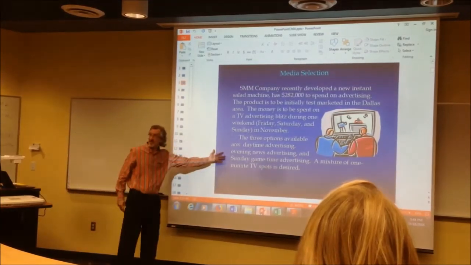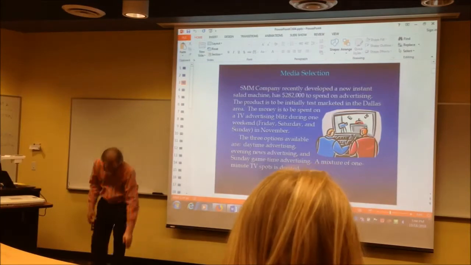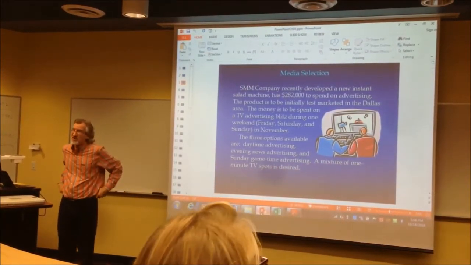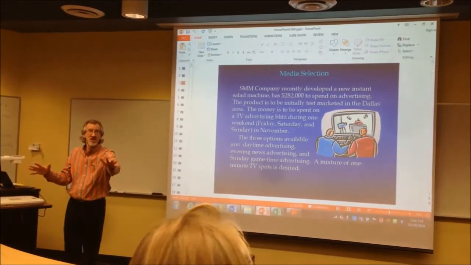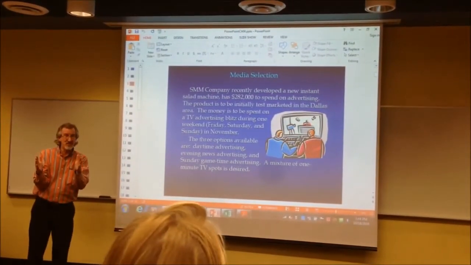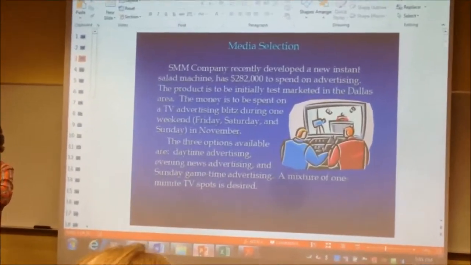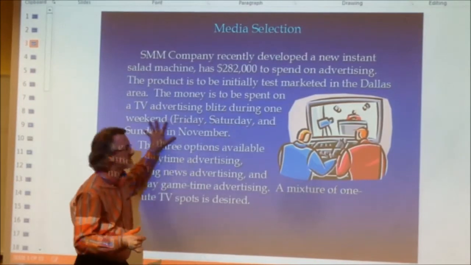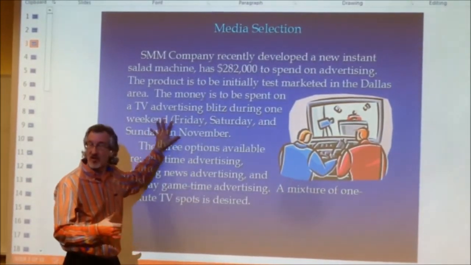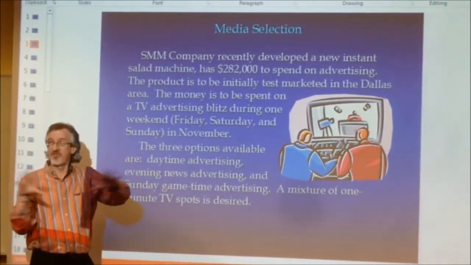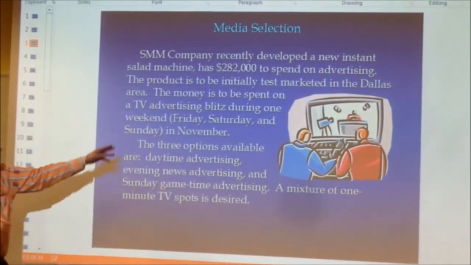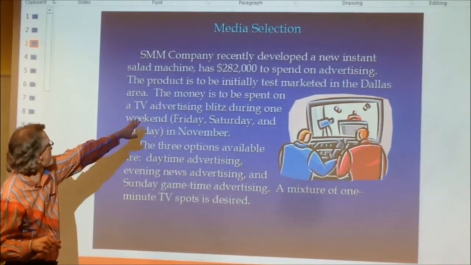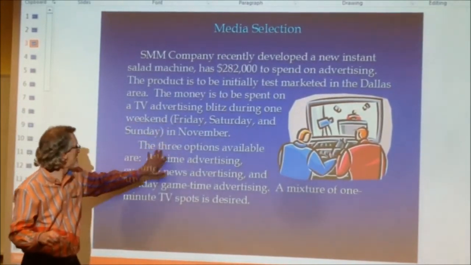Okay, this is reality. This happens at a company. You've been there for a few years. They're handing you your first project. We have this new instant salad machine. We have $282,000. We want you to put together a media blitz. And here's how we want you to do it. You only have Friday, Saturday, and Sunday, and you're about to learn what's available to you to put the media blitz together. And what else? You only have like 3 options. Where are they? The money to be spent on TV advertising during the blitz on Friday, Saturday, Sunday.